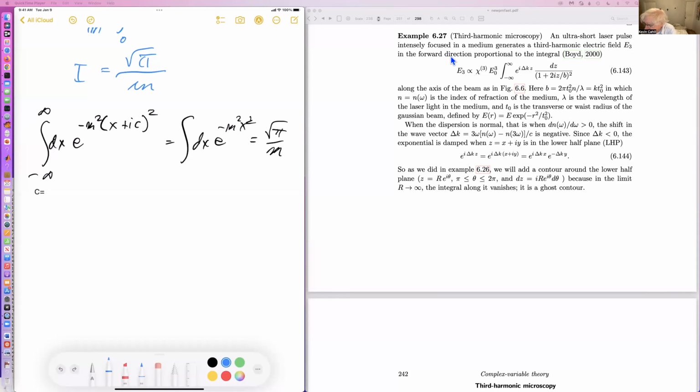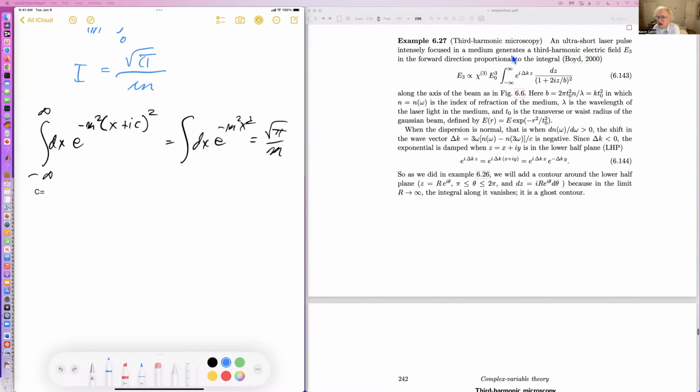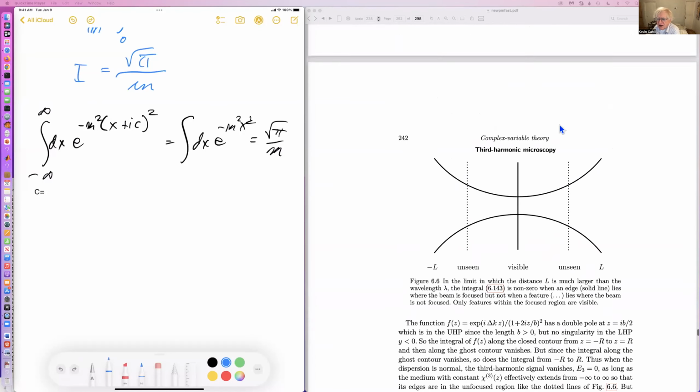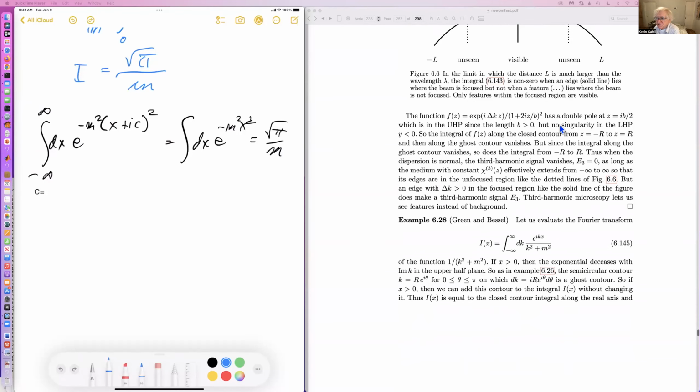Let me ask whether you want this example. This is a sort of applied example, third harmonic microscopy. Can somebody say skip it or do it on the chat, and I'll follow your advice. Oh, I'm not seeing anything. I think I'm going to skip it because, well, maybe not.